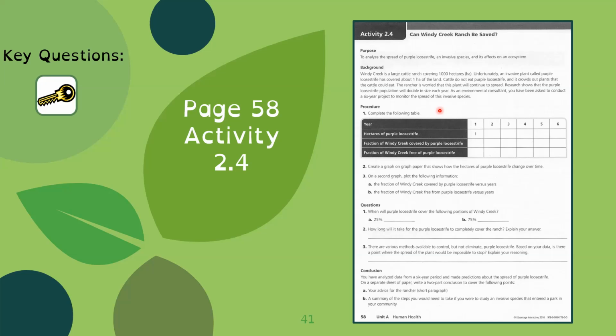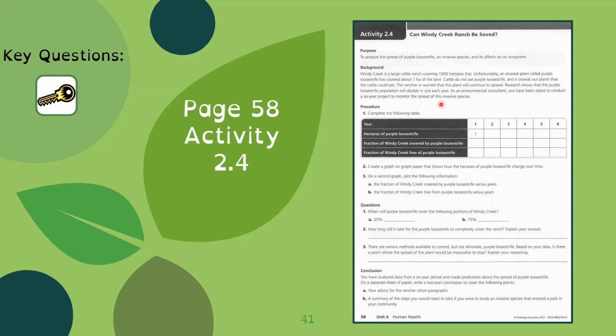So it's just to look at how purple loosestrife has spread in the past. So this is not looking at the beetle, but just looking at how easily purple loosestrife spreads. So the background of this is Windy Creek is a large cattle ranch covering 1,000 hectares. Unfortunately, an invasive plant called purple loosestrife has covered about 1 hectare of the land. Cattle do not eat purple loosestrife, and it crowds out plants that the cattle could eat. The ranchers worry that this plant will continue to spread. Research shows that the purple loosestrife population will double its size each year.